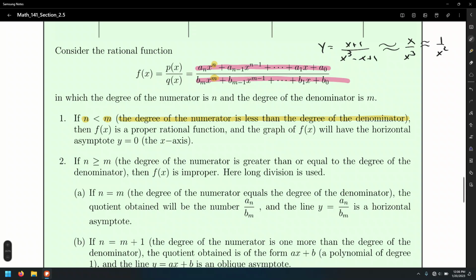Going towards 0. So that's why this is the asymptote y equals 0, because basically it becomes nothing, right?